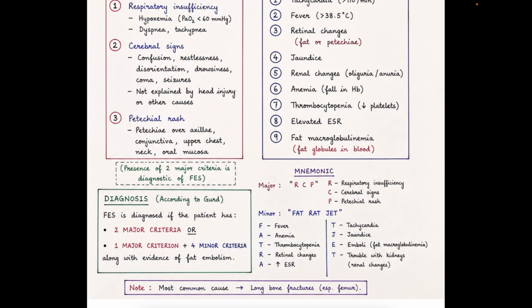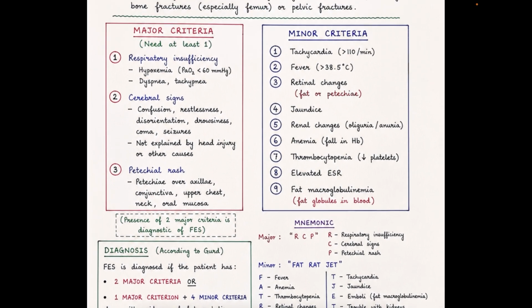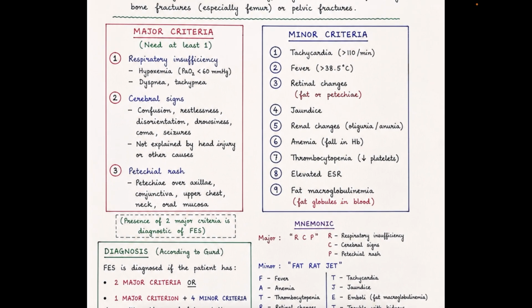So, to diagnose it as fat embolism syndrome, you should have at least two major criteria, or one major criterion plus four minor criteria. If you have this, you can diagnose it as fat embolism syndrome. You can remember the mnemonic here if you want. So, this is how you diagnose fat embolism syndrome. If you just have this one sheet with you, you can get your question right.